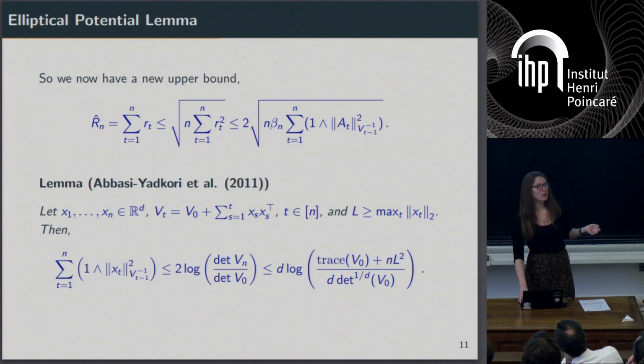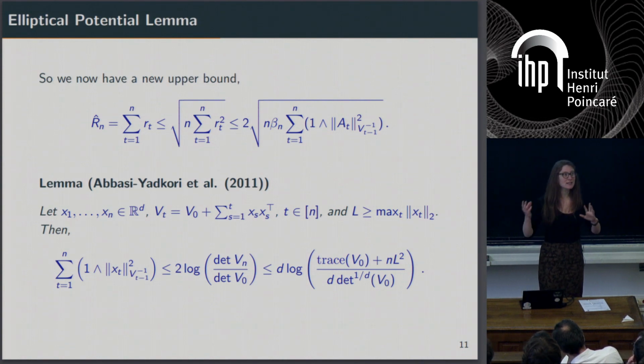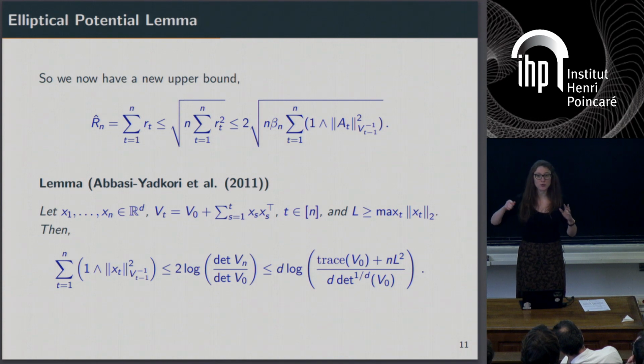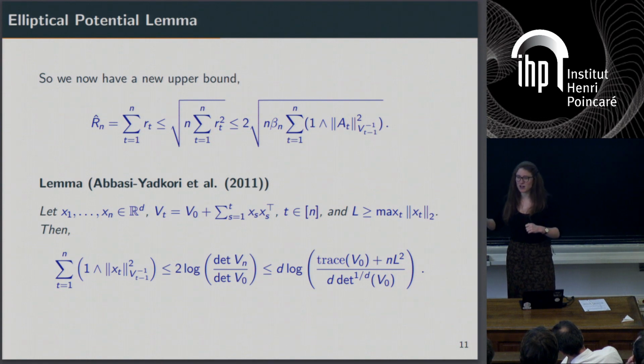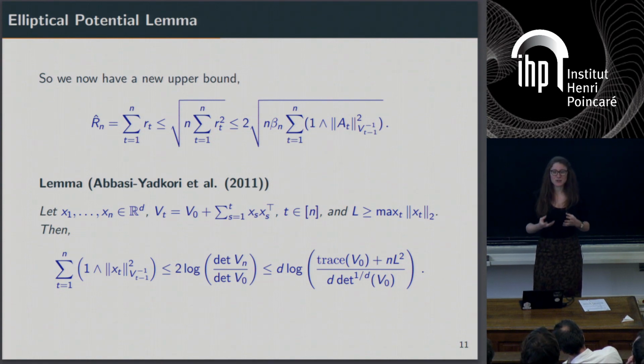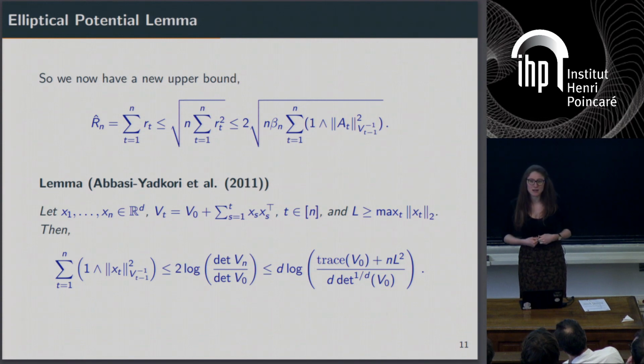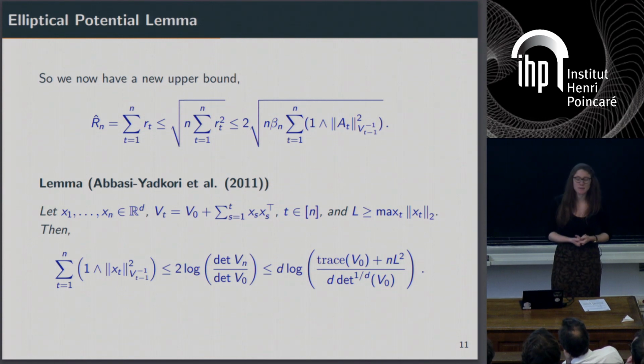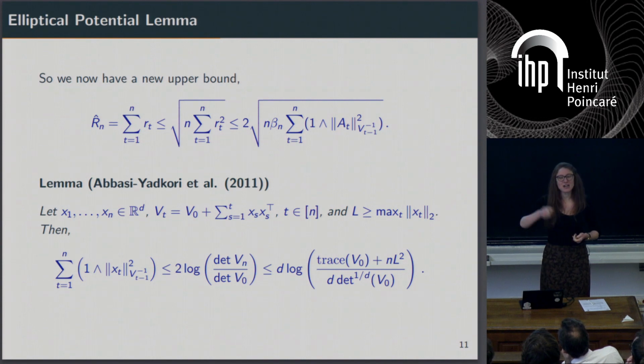And now you have a new bound on the regret, which is 2 times the square root of beta_n times the sum of the squared norms of your actions. And this is the last part of your proof. You need to call on the elliptical potential lemma that was proved in 2011 by Abbasi-Yadkori et al. That gives you the last ingredient of your proof, which bounds the sum of squares. It's like a potential, an additive term that costs you a little d log of something.